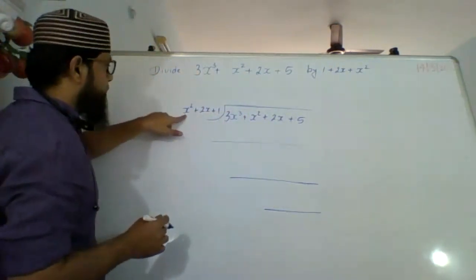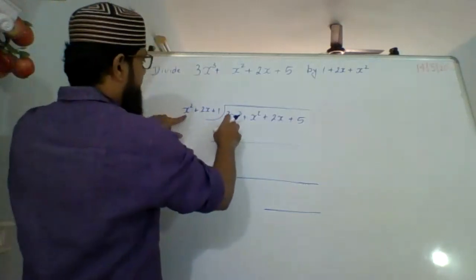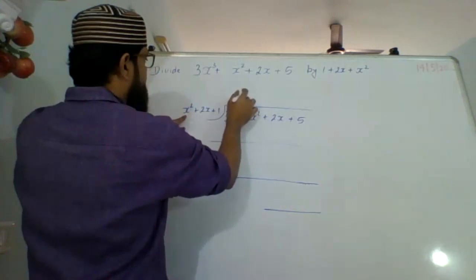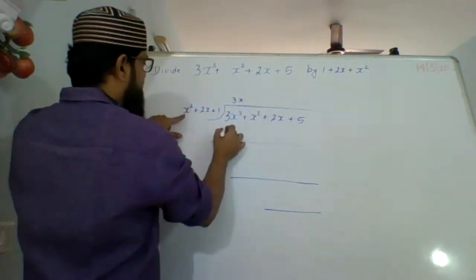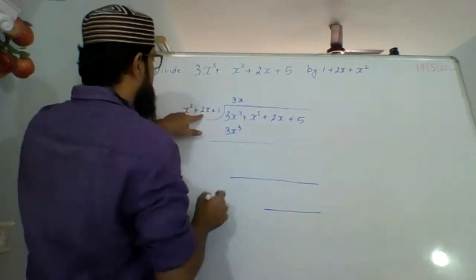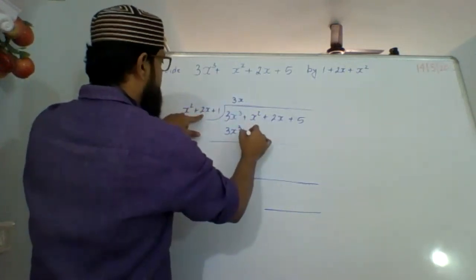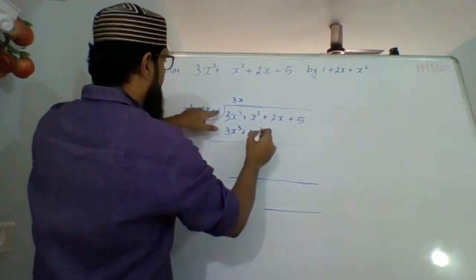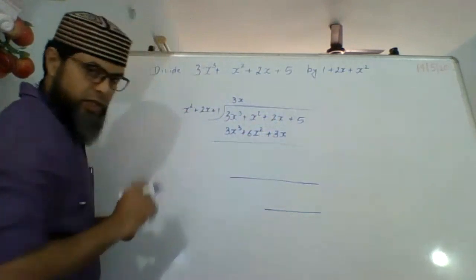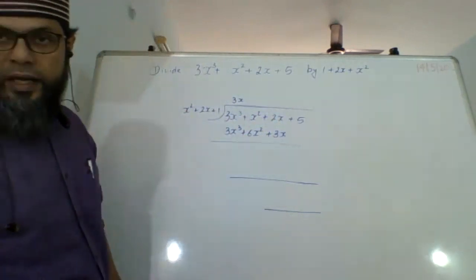So x square, I'll have to multiply by another x, I'll get x cube and 3. So I multiply by 3x. 3x into x square gives me 3x cube. 3x into 2x gives me 6x square. And 3x into 1 gives me 3x.